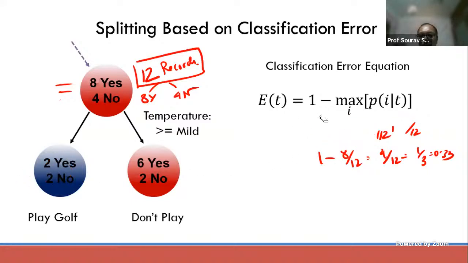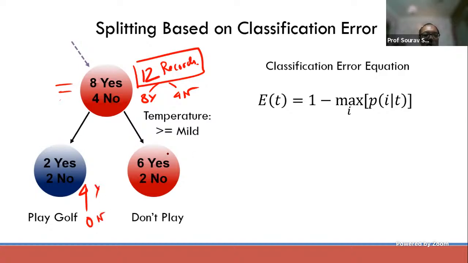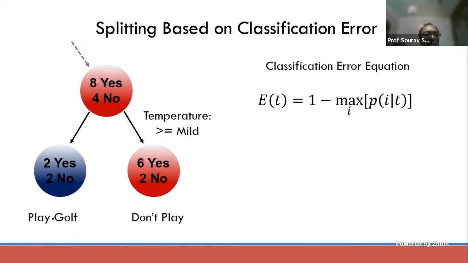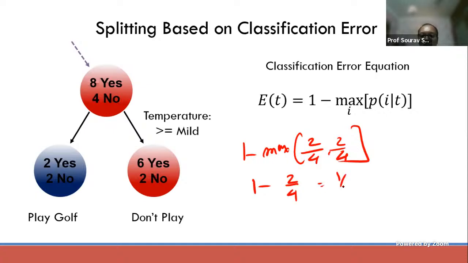For the case where it was perfectly homogeneous, let's say 4 yes and 0 no, then your impurity would be 1 minus the maximum of 4 by 4 and 0 by 4, which is 1 minus 4 by 4, which is 1 minus 1, 0. So completely pure node. But again, here we have things the other way around. Here we have 2 yes, 2 no. So 1 minus the maximum of 2 by 4, 2 by 4, which is 1 minus half, which is half. So that is the impurity here, 0.5. This was 0.33.